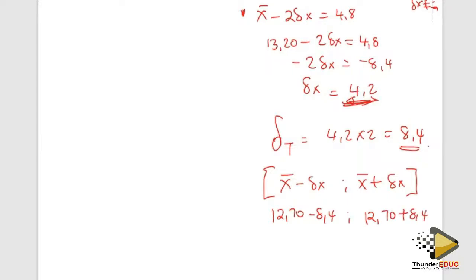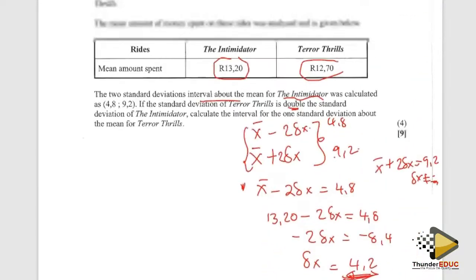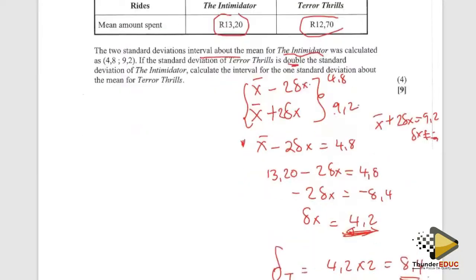Okay, 12.70 minus 8.4, I'm getting 4.3. And then 12.70 plus 8.4, I'm getting 21.1. Okay, so that is the interval that I'm ending up with, and then I'll stop with that. So about the 9.2, I don't know. We shall need to see what happens.